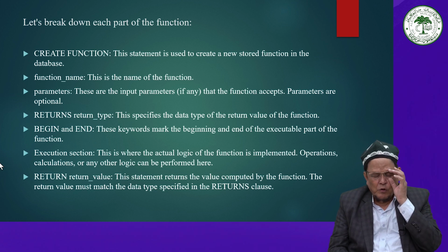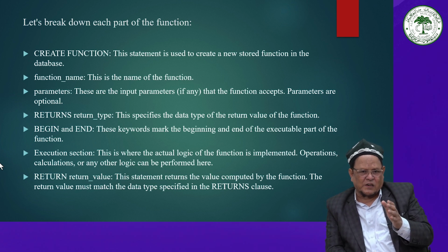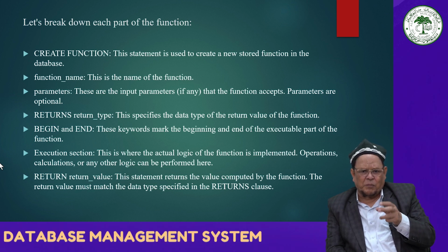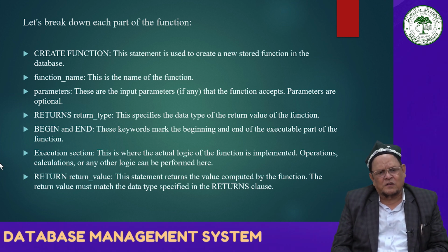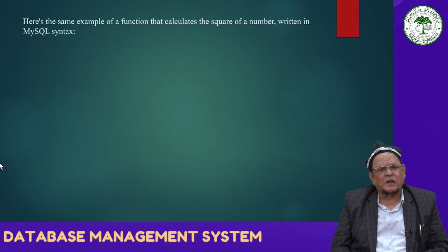So in this way, I have explained how you create a function. In CREATE FUNCTION, you put the name and then the parameters, which are optional. Then you specify the return data type, and BEGIN and END mark the SQL part of the function. These are the keywords, execution section, and return value. For that, we'll take some examples of functions.